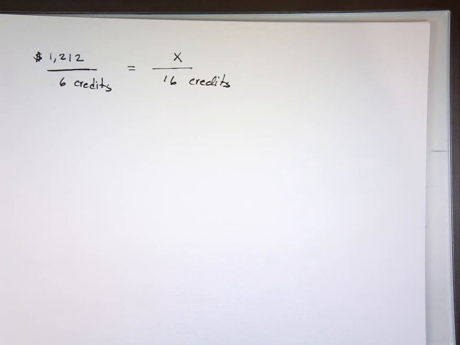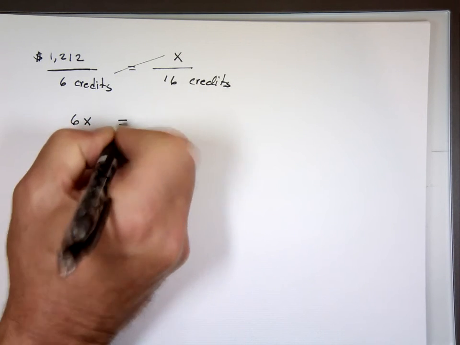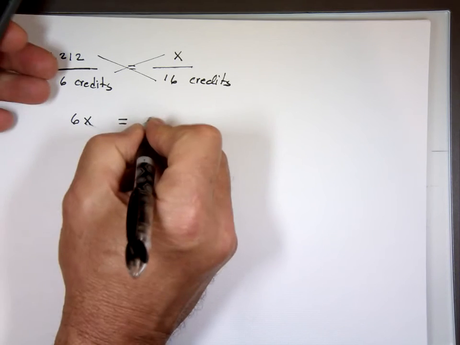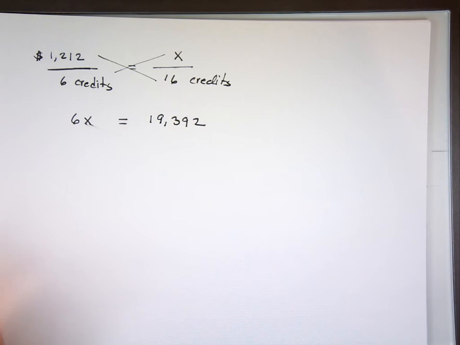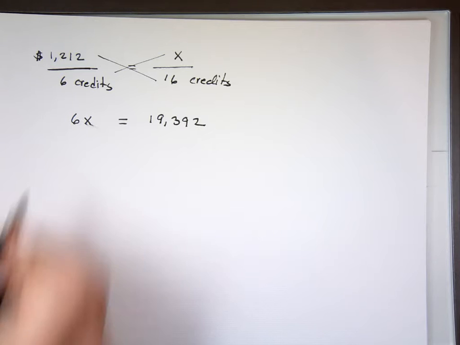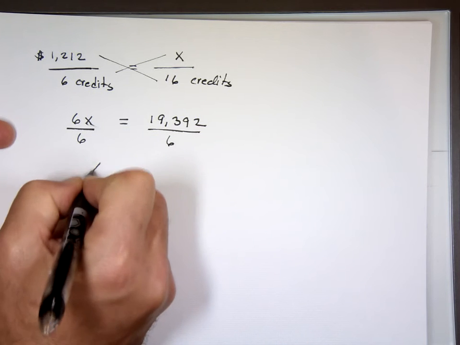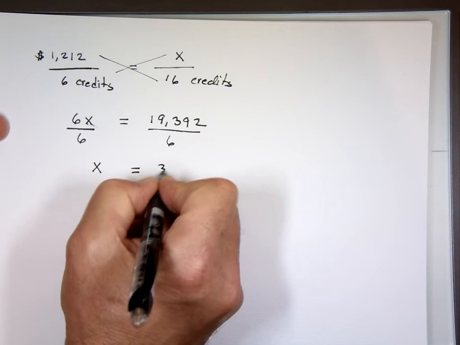Cross multiply. X times 6 is what? 6x equals 1212 times 16, which is 19,392. So to solve for x, we're going to do what? Divide by 6. $3,232.